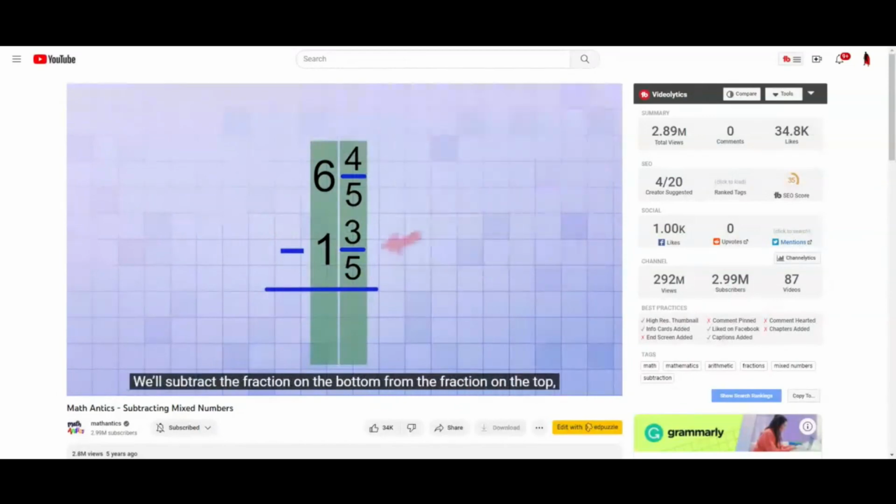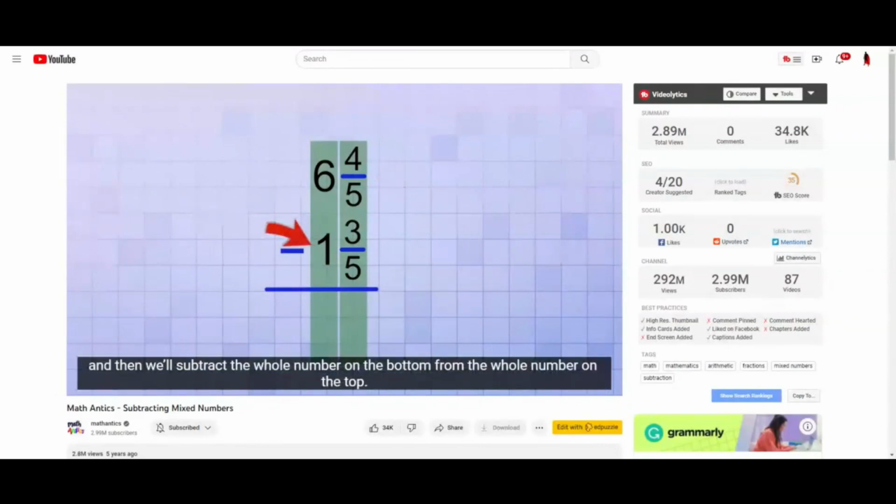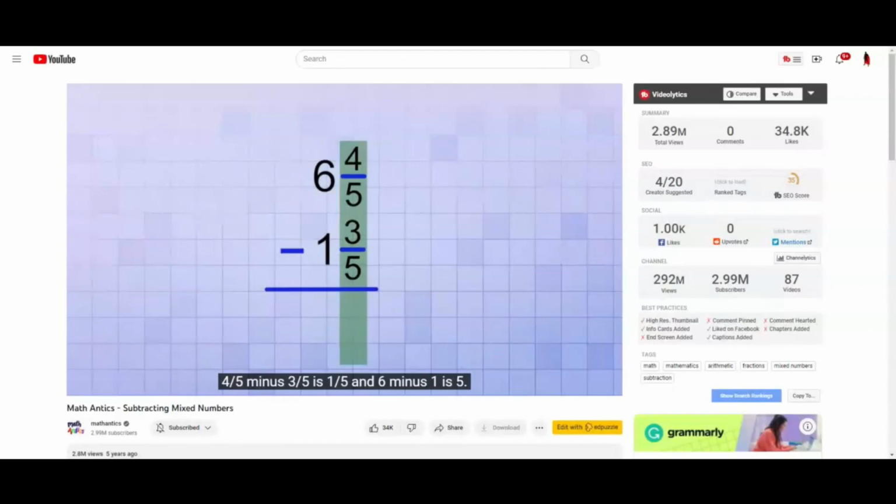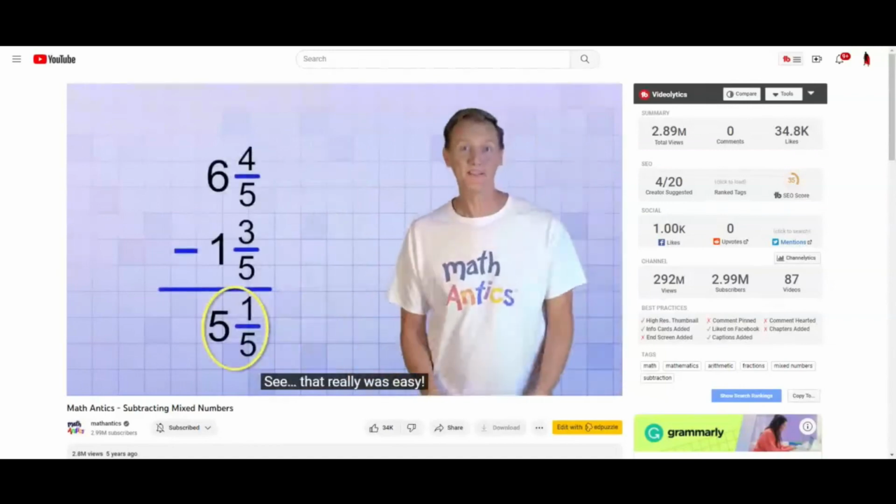We'll subtract the fraction on the bottom from the fraction on the top, and then we'll subtract the whole number on the bottom from the whole number on the top. 4/5 minus 3/5 is 1/5, and 6 minus 1 is 5. So the answer is just 5 1/5. See, that really was easy.